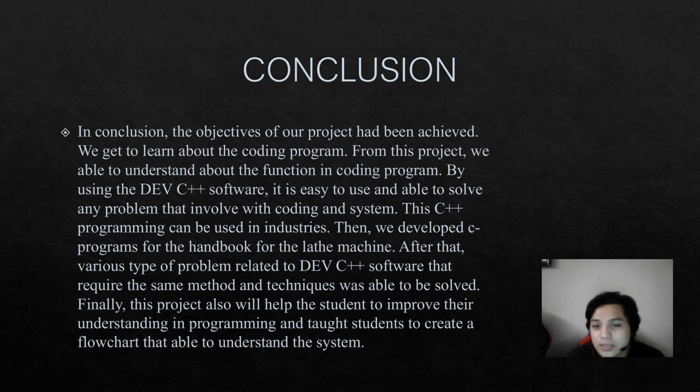So these programs, C++ programming, can be used in industries. Since industries are all in 4.0, we will be mostly using machines and programs. In this case, we develop a C program for the handbook for the lead machine. After that, various types of problems related to this C++ software that require the same method and techniques are able to be solved. Finally, this project will help students improve their understanding in programming and taught students to create a flowchart that is able to understand the system very well.